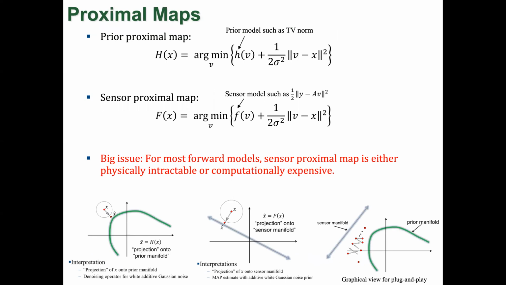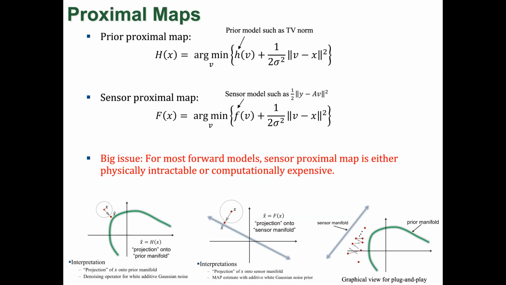The idea of proximal map is that given an input x, the proximal map will return a better output x hat by projecting x onto the prior manifold or sensor manifold. In plug-and-play, we try to find a point that minimizes the distance between prior manifold and sensor manifold by iteratively applying prior proximal maps and sensor proximal maps.